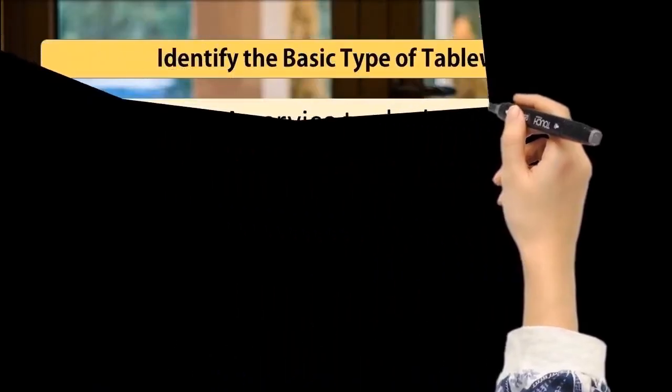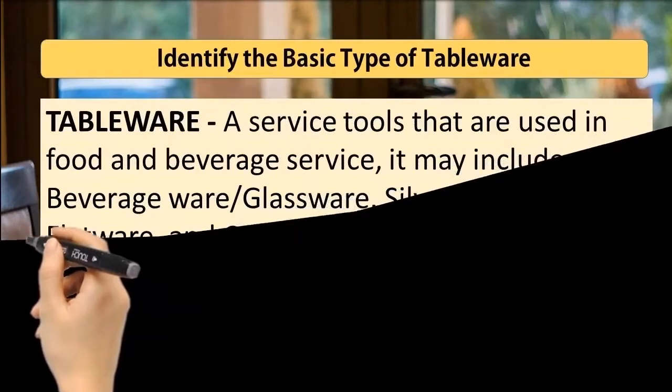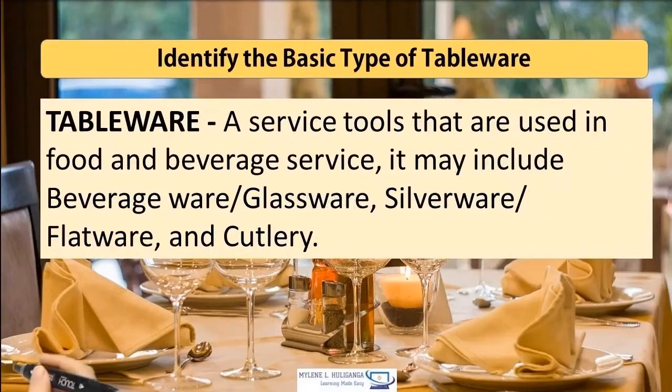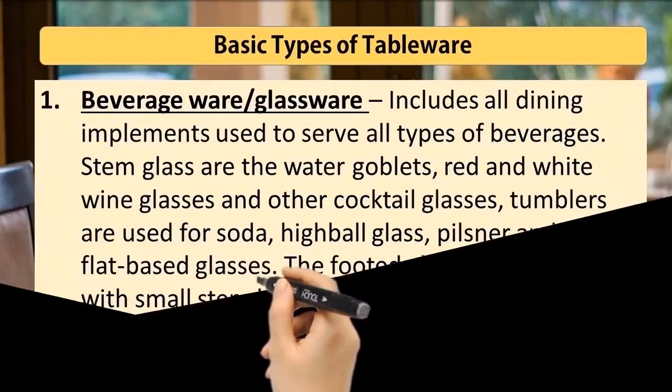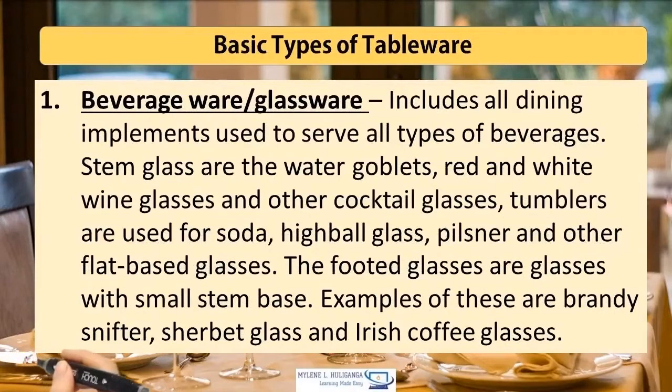The tableware. The tableware are the service tools that are used in food and beverage service. It may include beverage ware or glassware, silverware or flatware and cutlery. The beverage ware or glassware includes all dining implements used to serve all types of beverages.